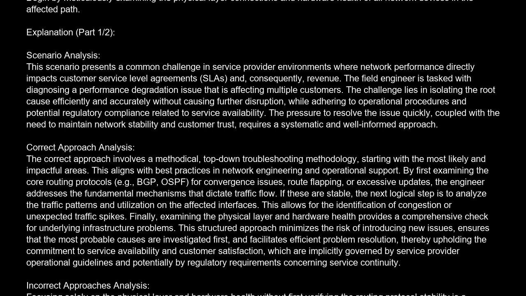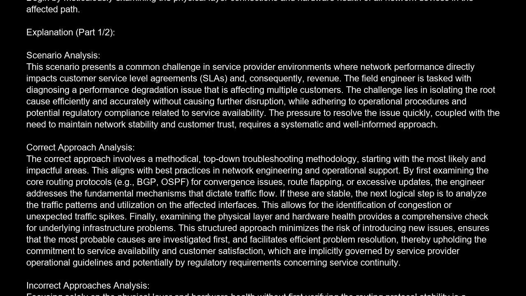If these are stable, the next logical step is to analyze the traffic patterns and utilization on the affected interfaces. This allows for the identification of congestion or unexpected traffic spikes. Finally, examining the physical layer and hardware health provides a comprehensive check for underlying infrastructure problems.